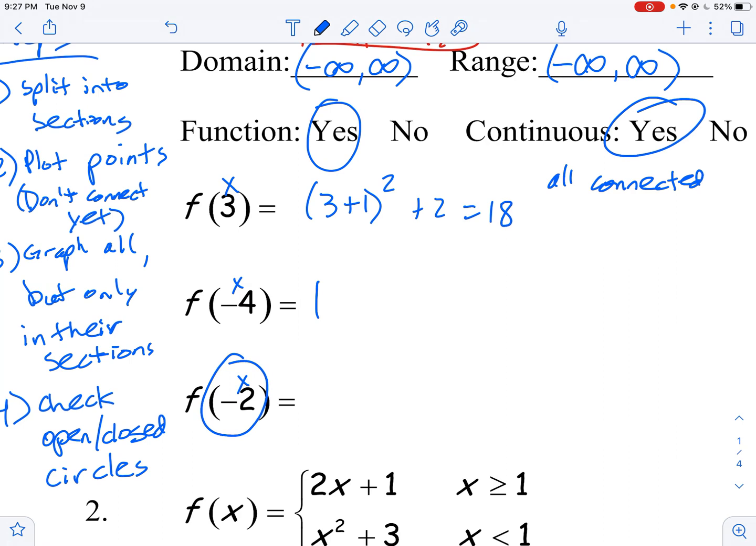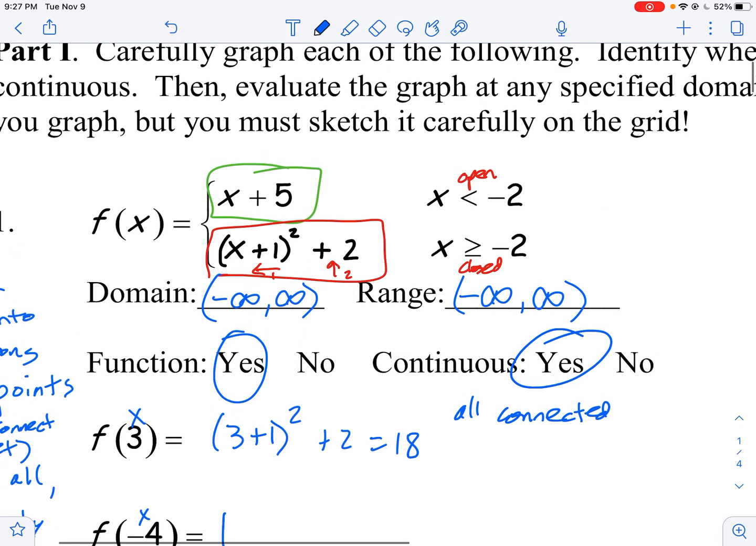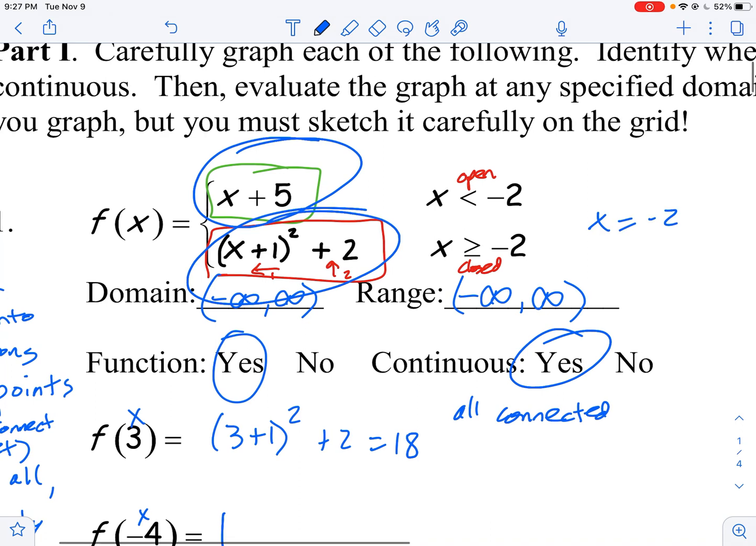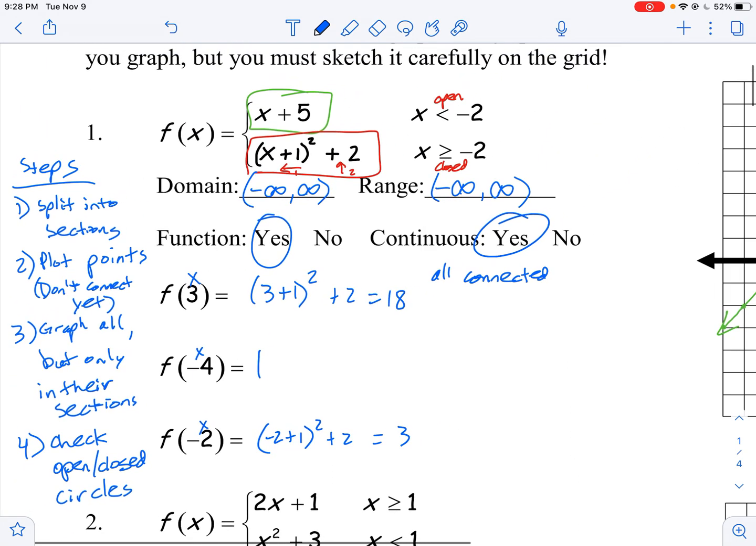And the next one, what is the function value at -2? This one's a little bit tricky because you do have to pay attention to which one of these gets chosen when x is -2. And the way you can tell is the one that has the "or equal to" on it. So it's going to be this one, which means we need to use the quadratic function. If you plug in -2, you get -2 plus 1, which you square, and add 2. It just comes out to be 3 there. Ta-da, we did number 1.